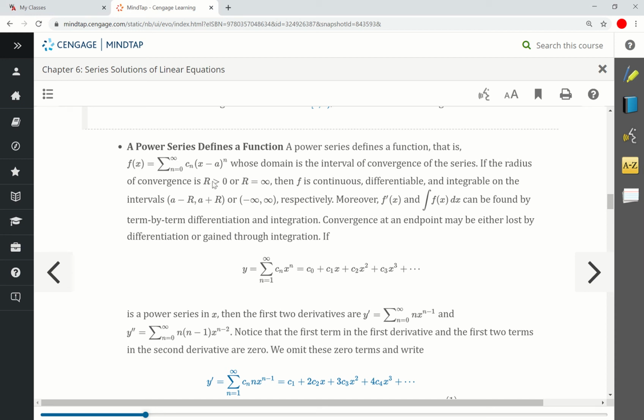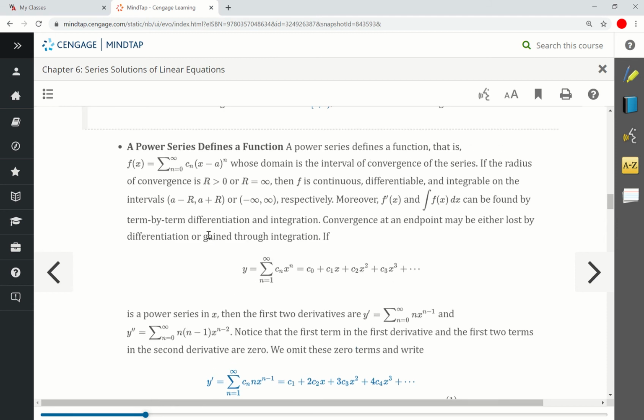If the radius r is greater than 0, or if r is equal to positive infinity, meaning if it converges for all real numbers, then f is continuous, differentiable, and integrable on the interval a minus r to a plus r, or on the entire real numbers. Moreover, f prime and the antiderivative of f of x dx can be found by either term-by-term differentiation or term-by-term integration within the series. Convergence at an endpoint may be either lost by differentiation or gained through integration.